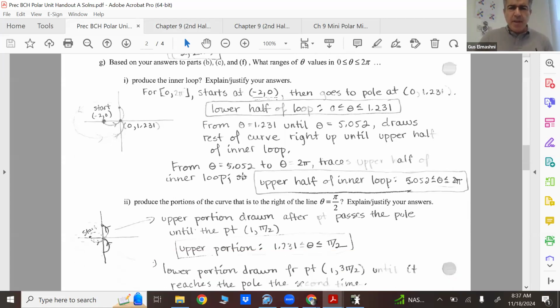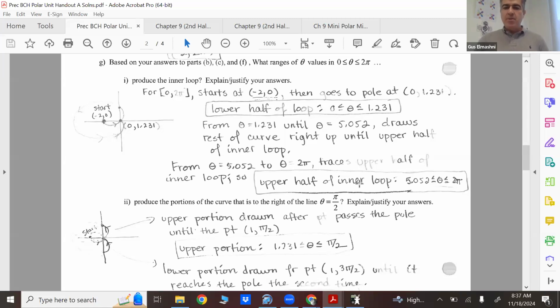For G, yeah, this is a good one. Like, what would produce the inner loop? Well, here's the thing. You have to understand how the inner loop is being created, right?